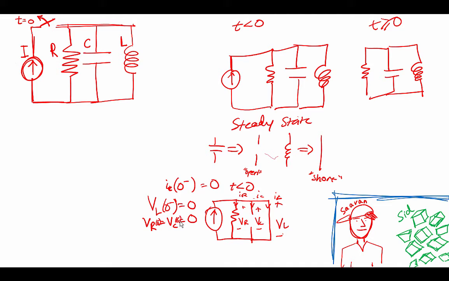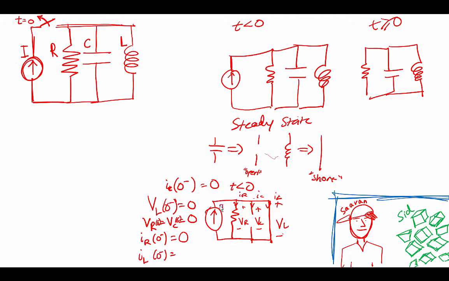So if VR is 0, then IR should also be what? 0. If there's no voltage across the resistor, there is also no current through it. Which law tells us that? That's Ohm's law. Amazing.